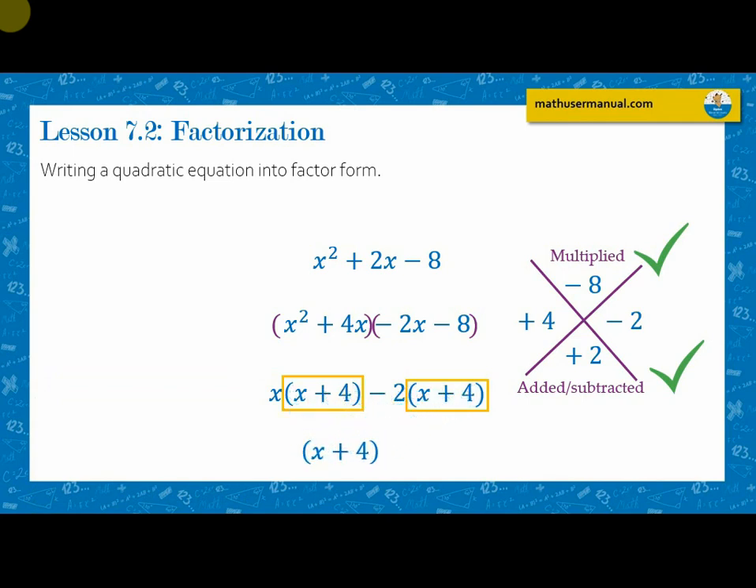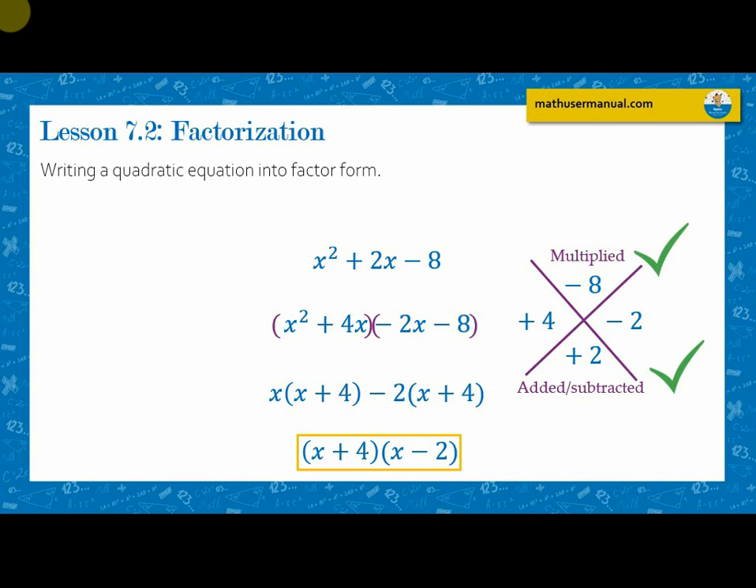And where do we look for the other factor? If this factor was the inside of the parentheses, for the other factor we look at the outside of the parentheses. We have an x, we have a minus 2, so that is our second factor, and this is our answer. This is the factor form of the expression x squared plus 2x minus 8. We can turn it into x plus 4 times x minus 2.